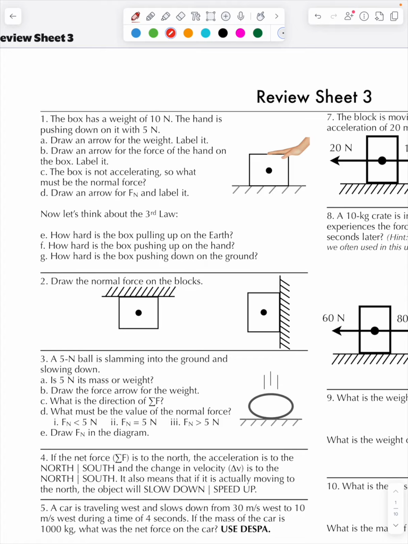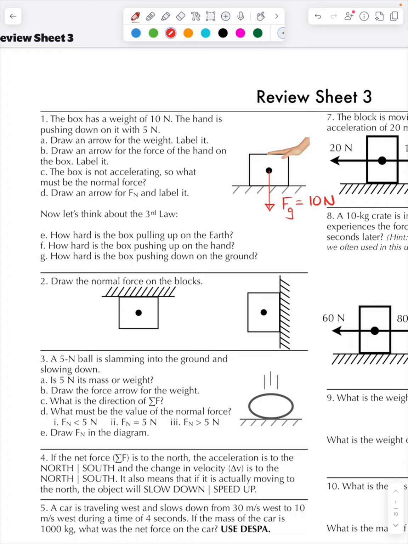So the weight of an object is how hard the earth is pulling down on it. So it's a force. It's the force of earth on the object, assuming we're talking about being on earth. So the weight of the box is 10 newtons. That means the earth is pulling down on it with 10 newtons. So we're going to draw an arrow to represent the weight of the box, okay? And it says label it. So remember that our symbol for weight is F sub G. We said it's 10 newtons. That means the force due to gravity, how hard the earth is pulling on it, which is the force of gravity.